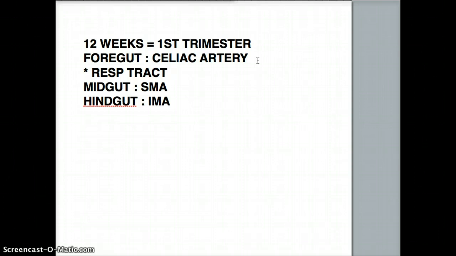And for the midgut, like I mentioned, it is from the second part of the duodenum to the splenic flexure. There are a lot of clinical questions which come from this splenic flexure, which is kind of the little corner between the midgut and the hindgut. It's where the superior mesenteric artery ends and the inferior mesenteric artery begins. So there's not a very direct blood supply to that little corner.